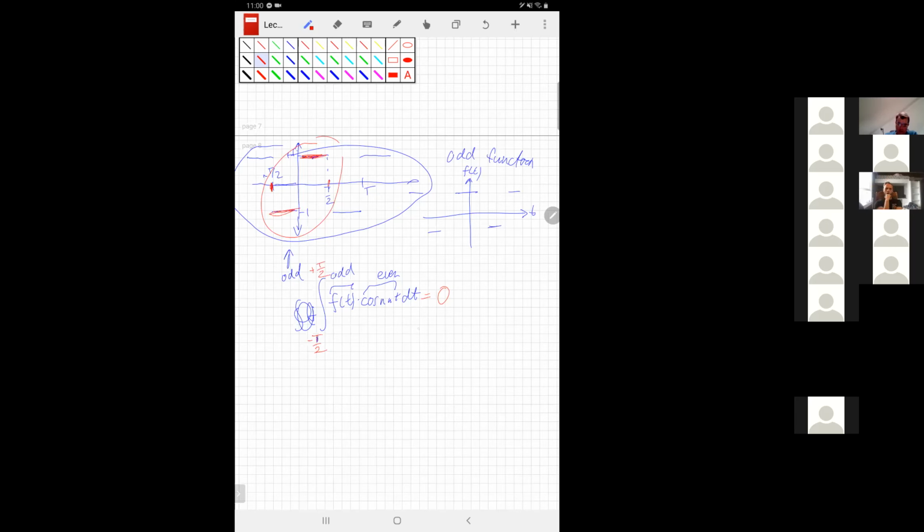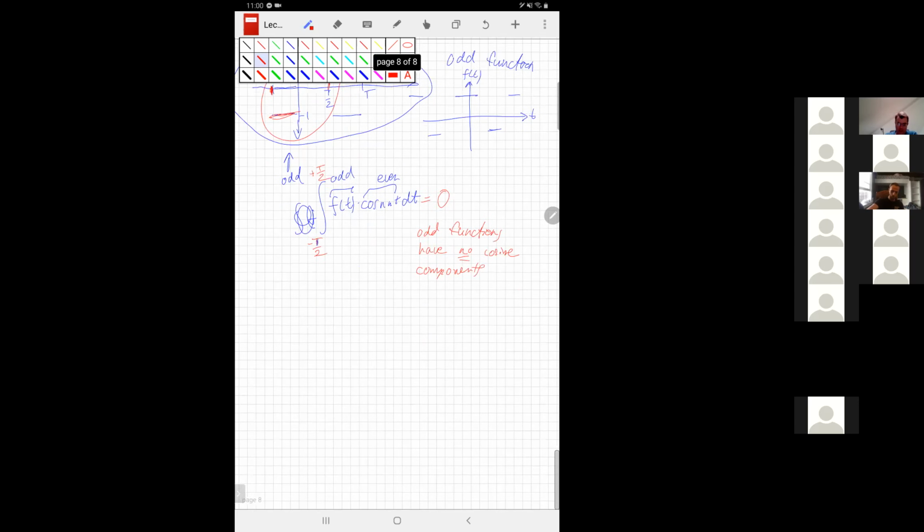So that's a general fact. Odd functions have no cosine components. And even functions, which we'll deal with next time, turn out to have no sine components.